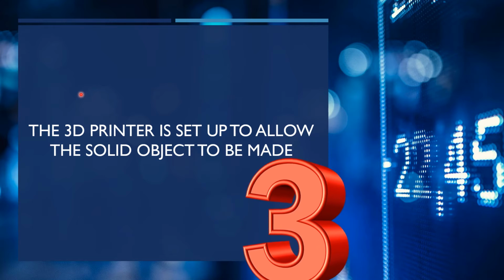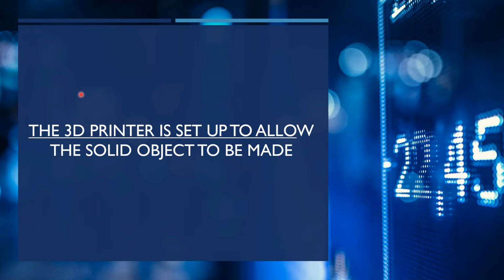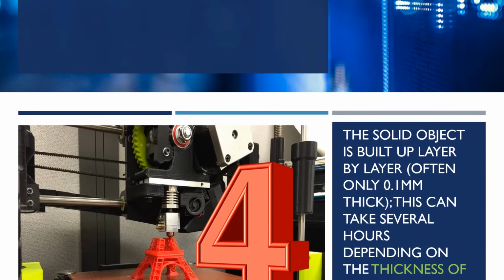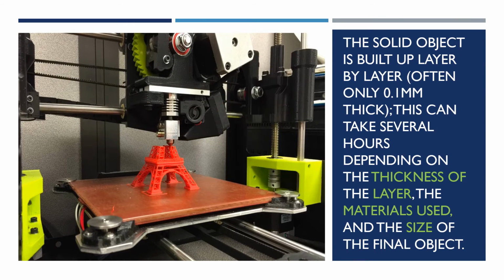The third step is the 3D printer is set up to allow the solid object to be made. Then, the solid object is built up layer by layer, often only 0.1 mm thick. This can take several hours depending on the thickness of the layer, the materials used, and the size of the final object.